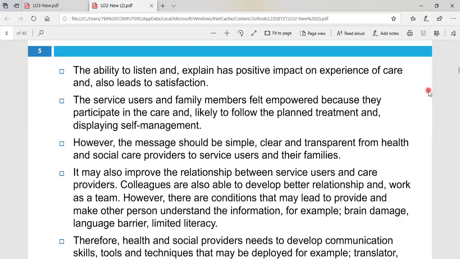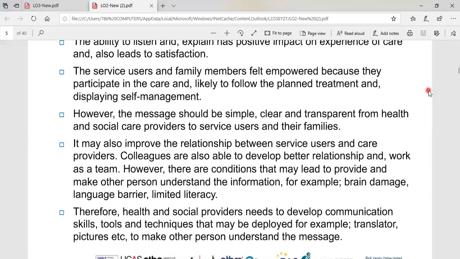The service users and their family members feel empowered because you're keeping them at the center, and you're giving them a planned treatment, and then they can self-manage their treatment. Whatever your plans are, they're shared with them. So it gives them more empowerment. The message should be simple. Whatever has been transferred from you to the patient or the service user or to their family members needs to be simple. It should be clear and transparent.